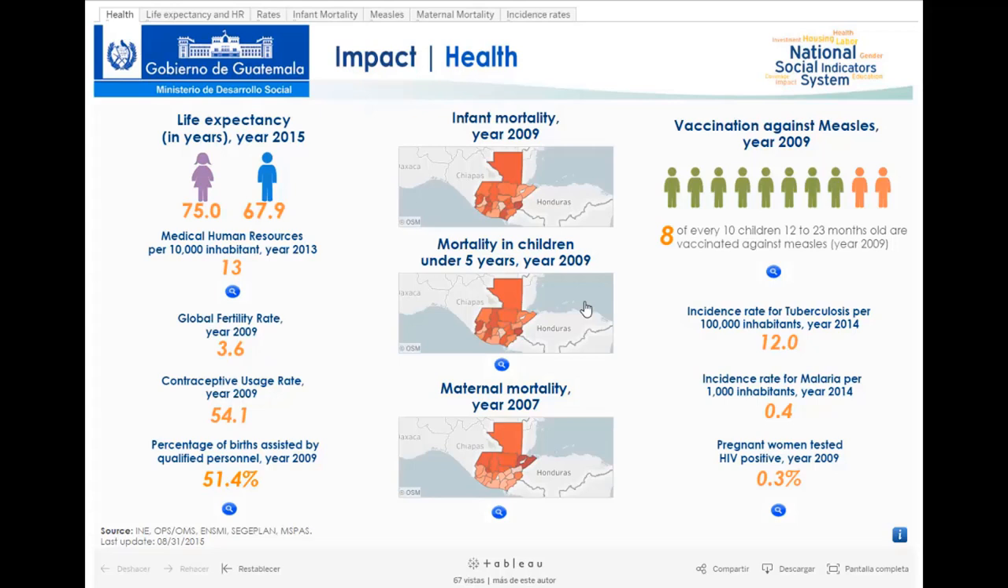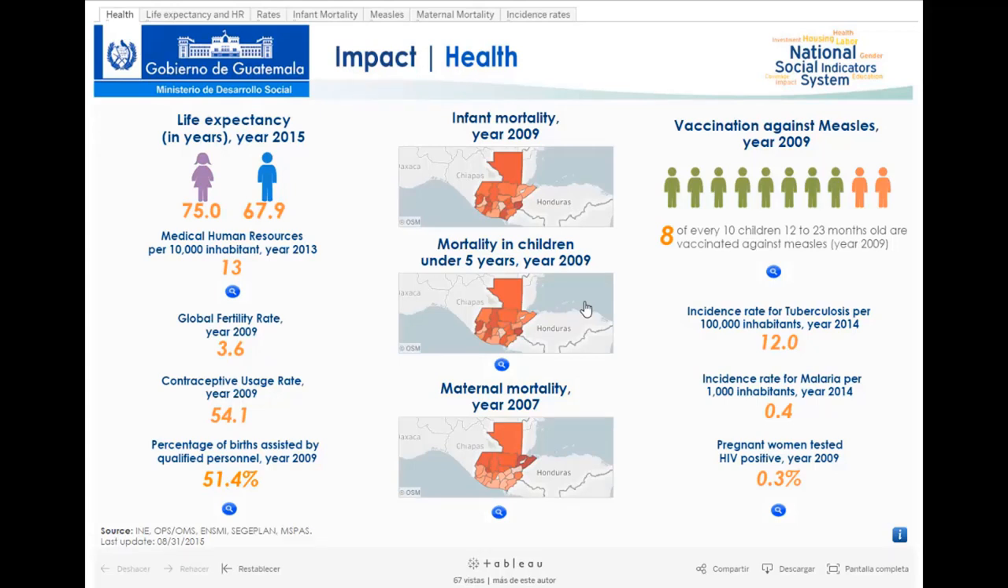We have a number of indicators. You can see things like life expectancy by gender, percentage of births assisted by qualified personnel, things like vaccination, or the incidence of certain illnesses like tuberculosis or malaria, and things like that. The maps illustrate how severe a specific problem can be, like infant mortality or mortality in children under 5 years, or maternal mortality. So you can see them by department, and you see some magnifying lenses on some of the indicators. That means that there's a breakdown of that information to a more detailed level.